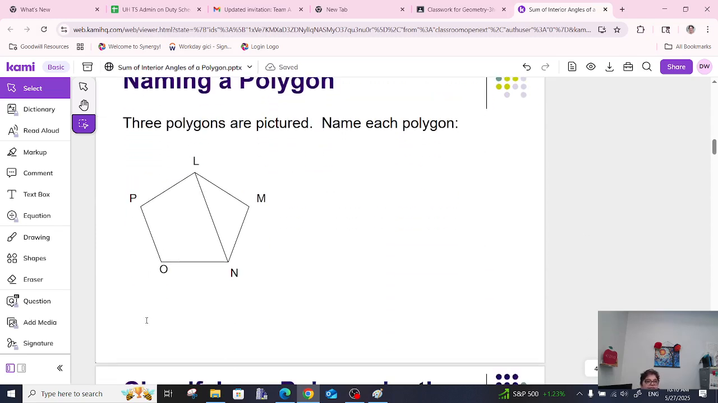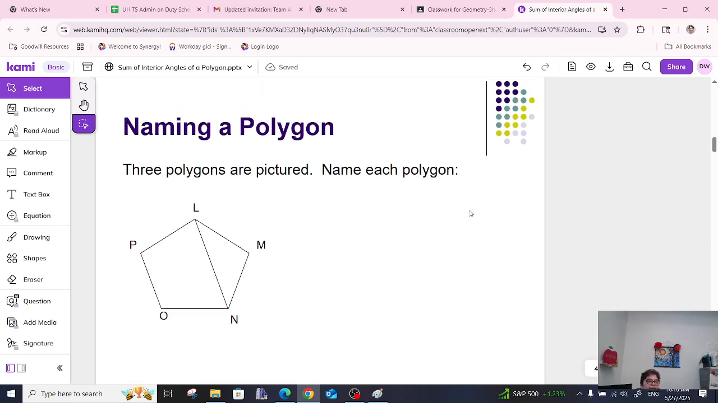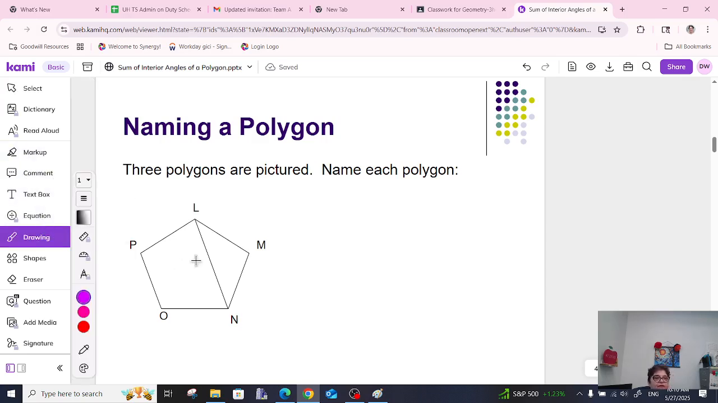So right here, do you see three polygons? You see the trapezoid. I think that's a trapezoid. You see a triangle, and then you see a pentagon, right? So let's name each of these. First of all, what would you name the triangle? No, it has to have, what's the name? L, and we put a little triangle, L, M, N.